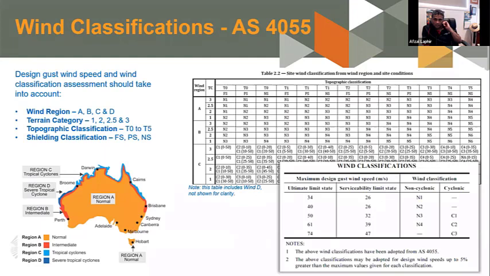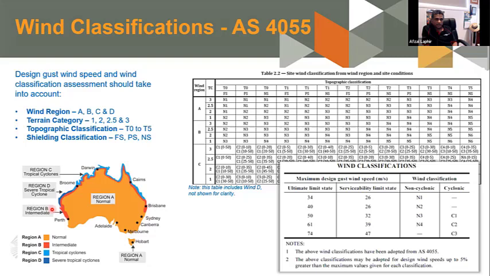Just as I mentioned earlier, there is a very simple approach to determine the wind classification through AS4055. It uses 4 factors for this purpose. One is the wind region, which can be A, B, C, or D. You can see from the map here, region A dominates the whole map, and you find region B along the Queensland coast around Brisbane. And then obviously the cyclonic regions of C and D, colored in light blue and dark blue around the map here.